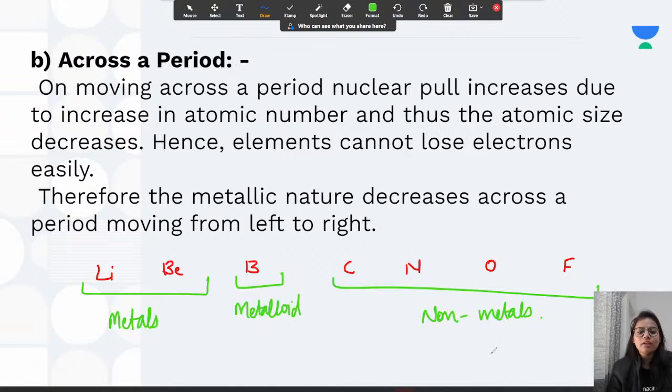So as you can see, we are moving from left to right, the property is changing. The metallic character is decreasing subsequently. So this will be the metal which very readily loses the electrons, then a bit less, then metalloid, and then non-metals. So that is the change. If I ask what is the most metallic element in the second period, it will be lithium. Similarly, the most metallic element in the third period will be sodium, and so on. So this is how it goes.